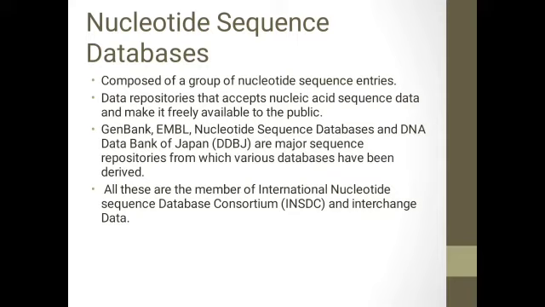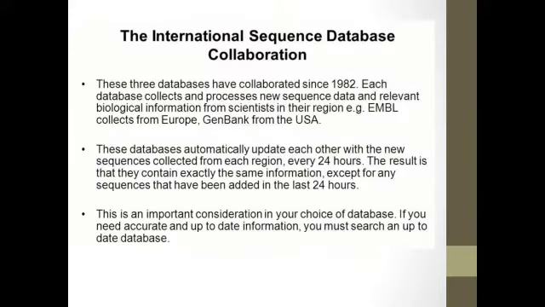Talking about nucleotide sequence databases, which are composed of a group of nucleotide entries, a data repository that accepts nucleic acid sequence data and makes it freely available to the public. Examples are GenBank, EMBL nucleotide sequence database and the DDBJ, which is the data bank of Japan, are the major sequence repositories from which various databases have also been derived. All these are members of the International Nucleotide Sequence Database, which concentrate and interchange the data.